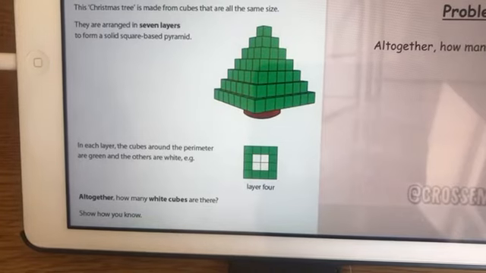Another minute and a half on this, guys. Have a real think about it. You're trying to work out the number of white cubes.